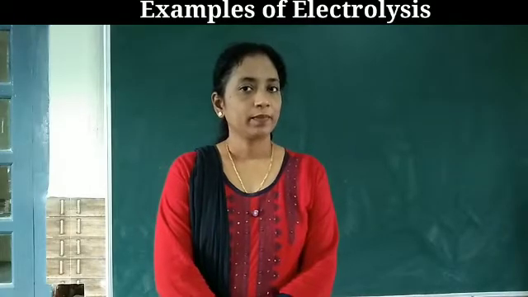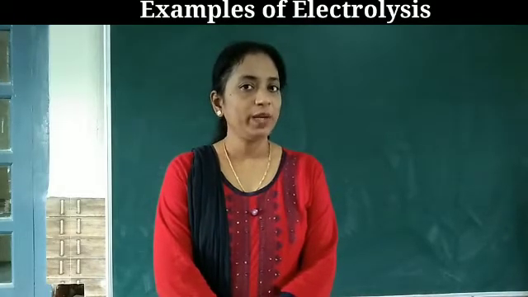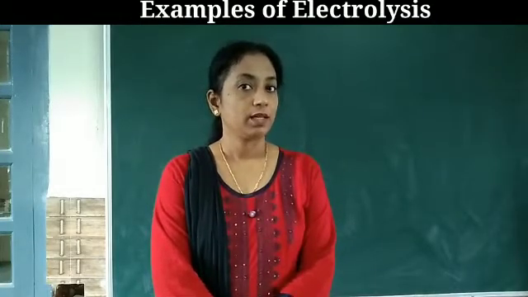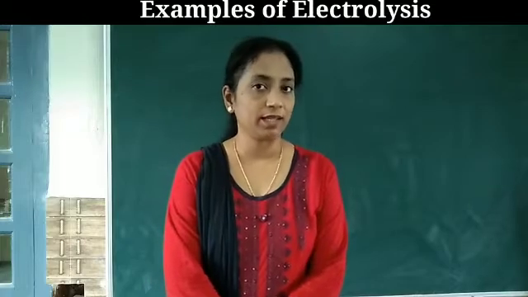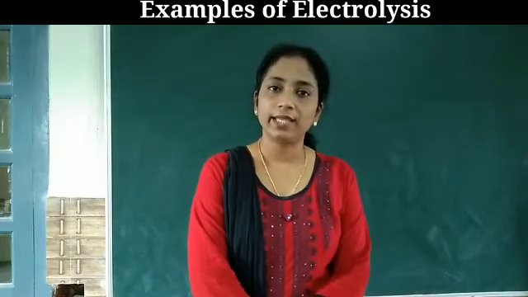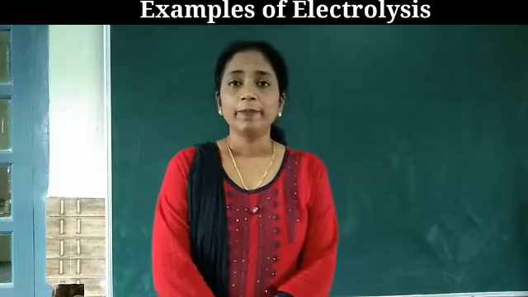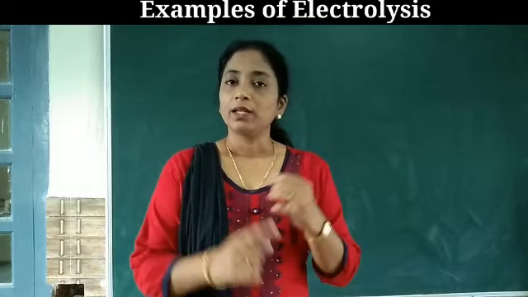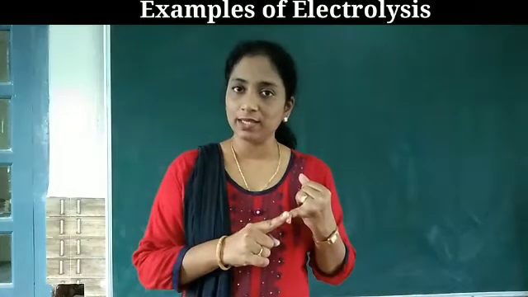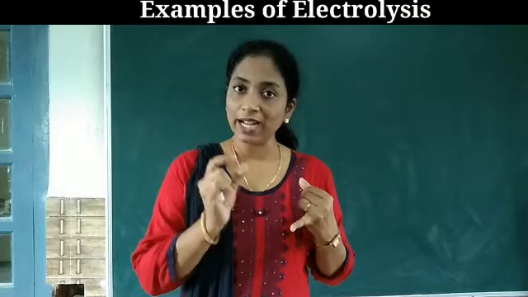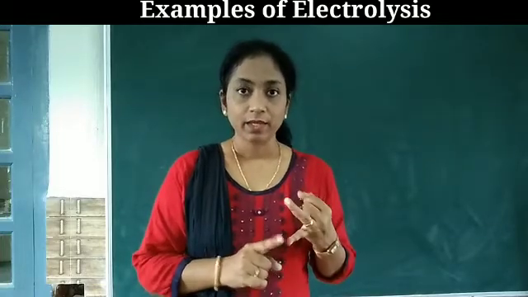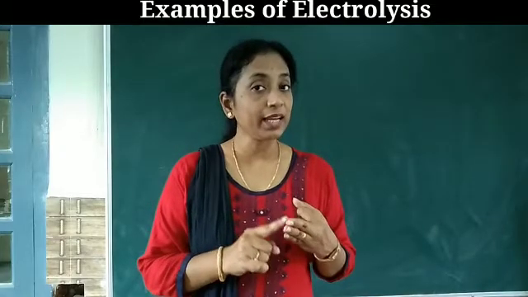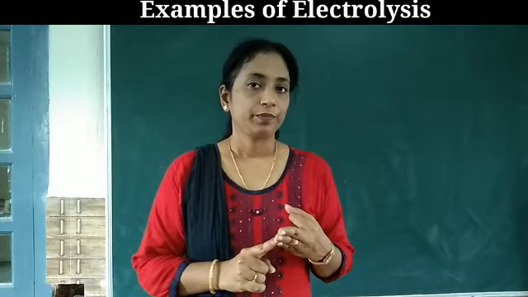Hello children. In our last class, we discussed the preferential discharge of ions, the three factors affecting the preferential discharge of ions. We said that there are three factors, and which are the three factors? The position of the ion in the electrochemical series, the concentration of ions in the electrolyte, and the nature of the anode.